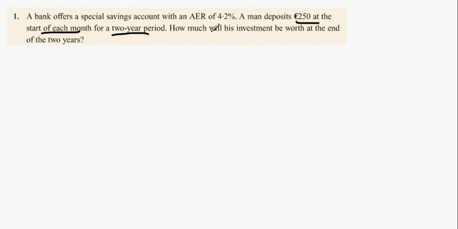Now, to turn a yearly AER into a monthly AER, what you've got to remember is that at the end of 1 year, you're going to have 104.2%, or 1.042 at the end of the year. This has to be the same as compounding by 12 months.